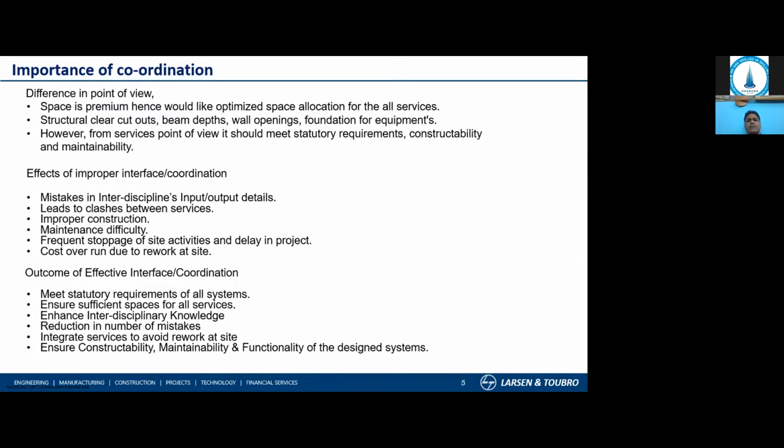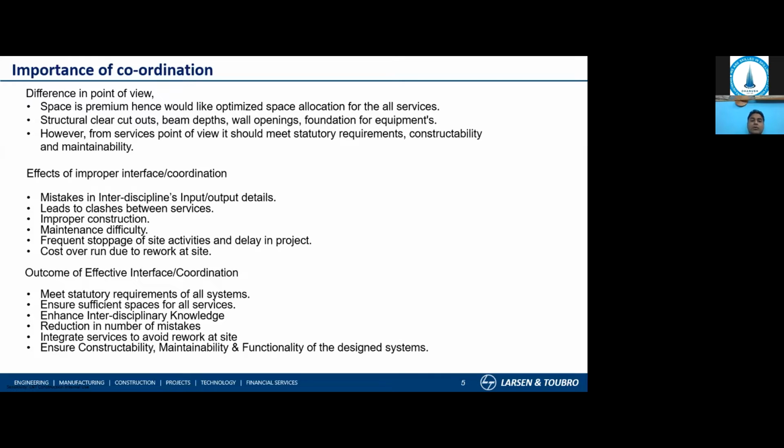So what are the effects of improper interface and coordination? When you don't do proper interface and coordination, it leads to a lot of rework, and it leads to a lot of clashes between the services. It also leads to improper construction. At the end of the day, it will cause a cost overrun due to the rework.